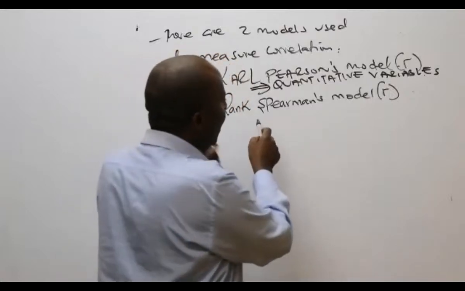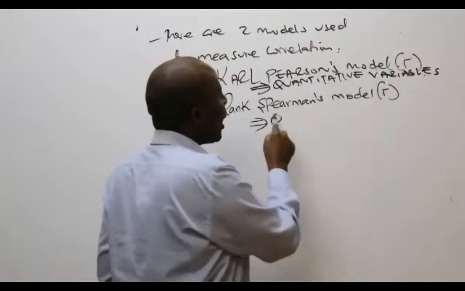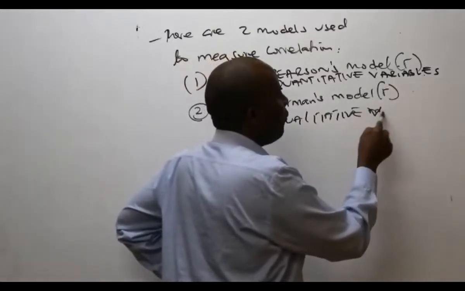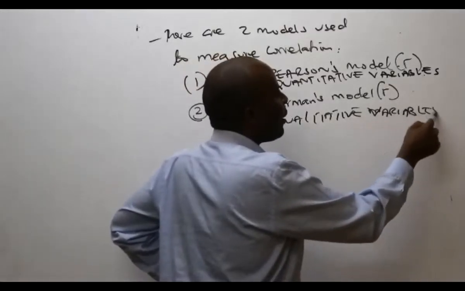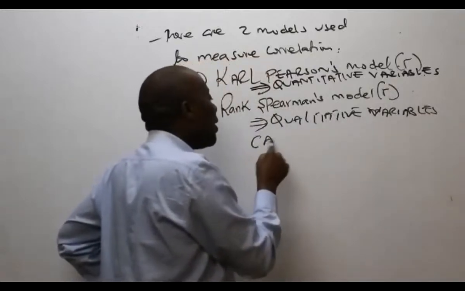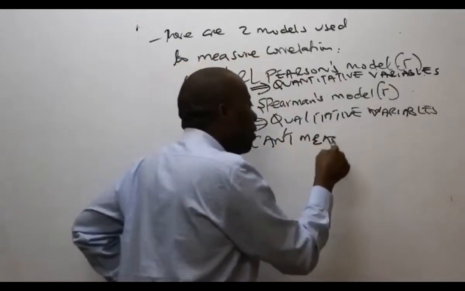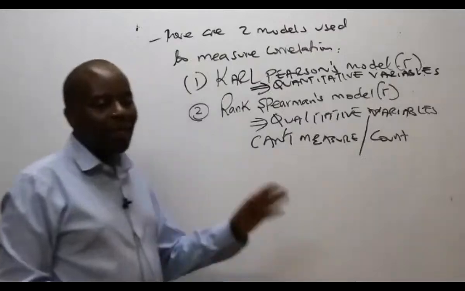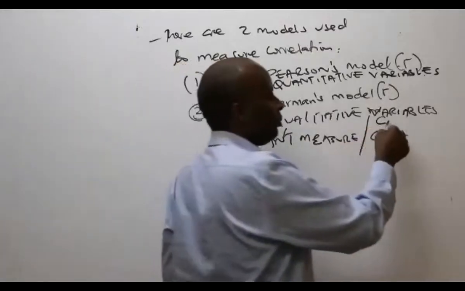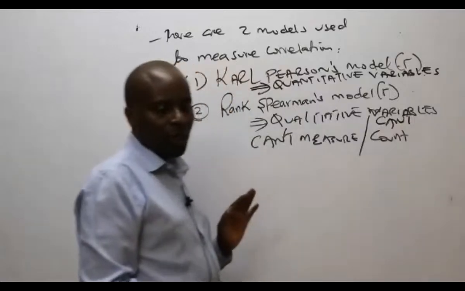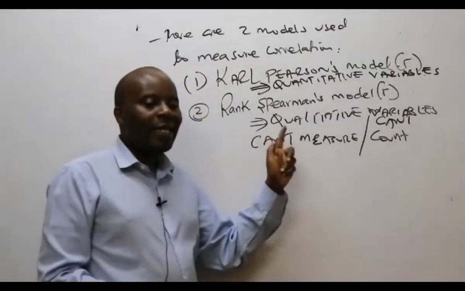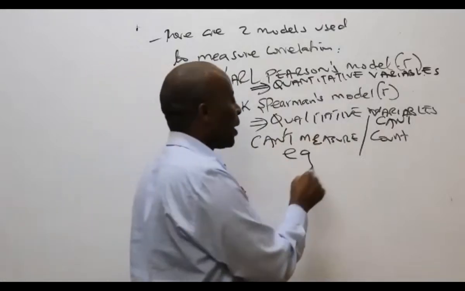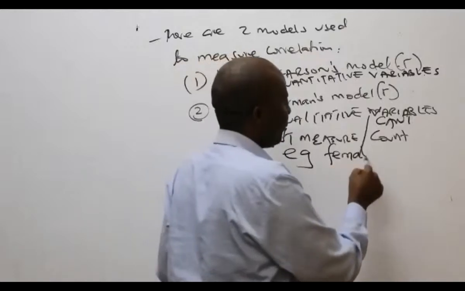We normally use the rank Spearman's model, ladies and gentlemen, to capture what we call qualitative variables. Qualitative variables are those variables you cannot measure, you cannot count. Those variables that you can't measure, you can't count are called what here, somebody? Qualitative variables.